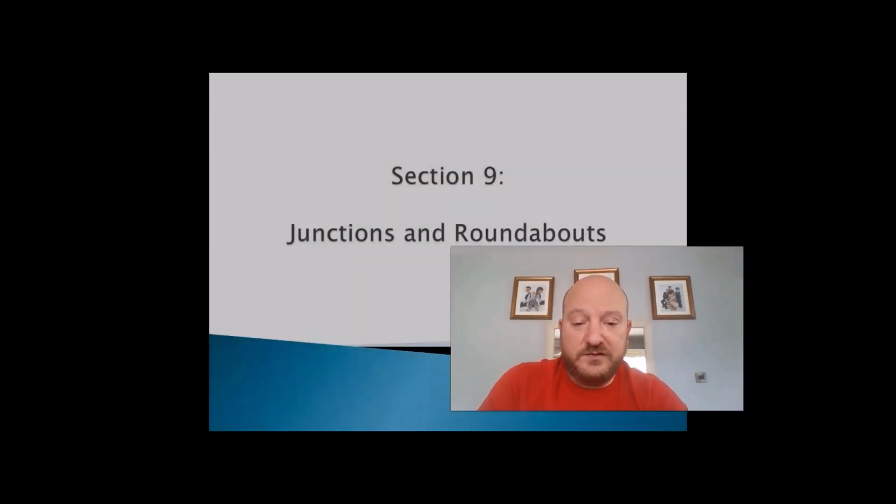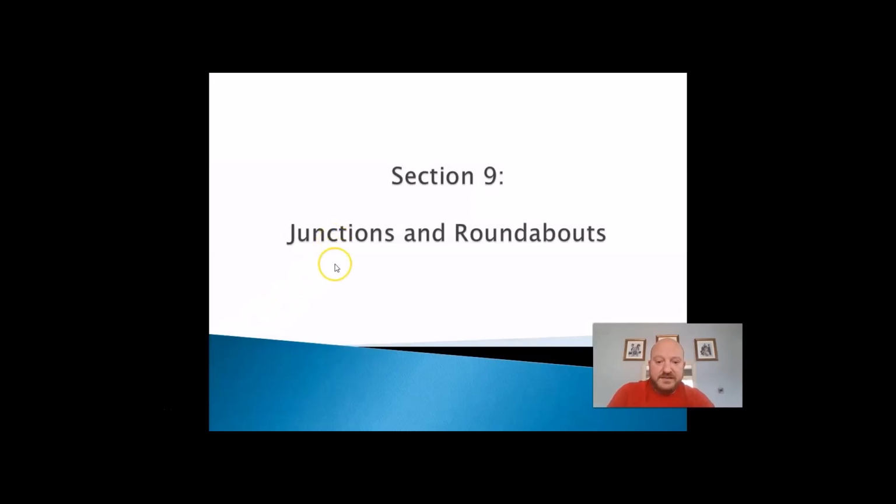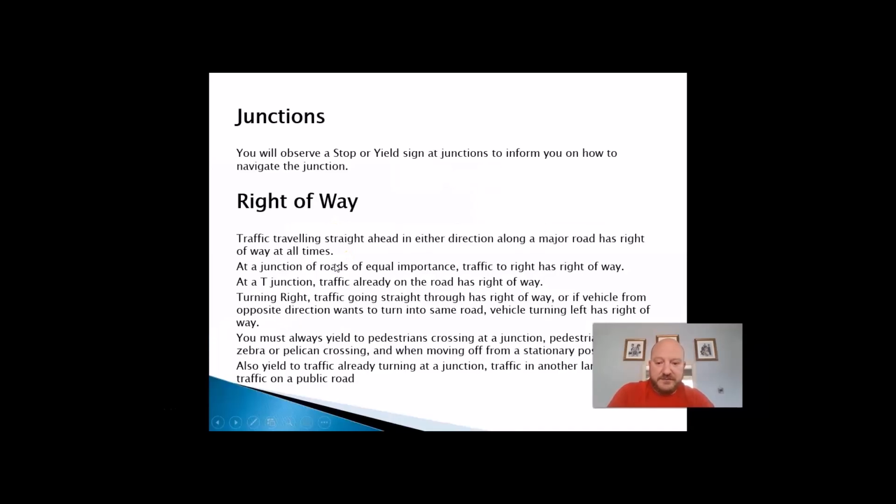Hi everyone and welcome to number 9 in the series of 20 short videos on the rules of the road. This is section 9, junctions and roundabouts. Junctions: you observe a stop or yield sign at junctions to inform you on how to navigate the junction, i.e. you stop at the stop signs and you yield at the yield signs. If you yield, it means you don't make the other vehicle or person change his or her speed or direction. If they have to slow down for you, if they have to move around you, then you've not yielded.